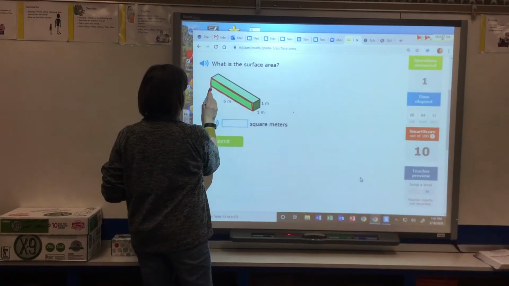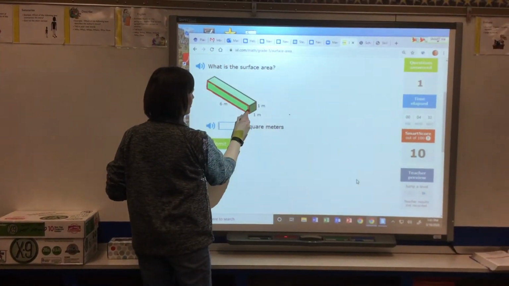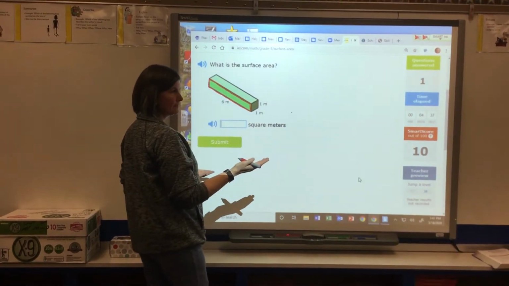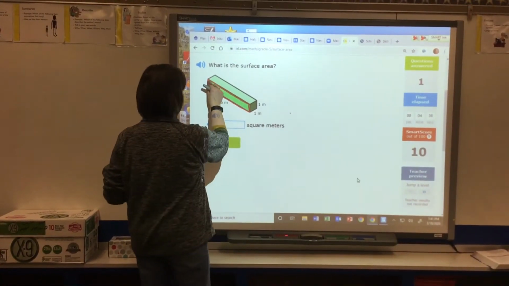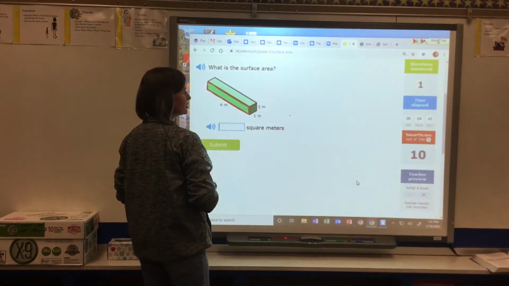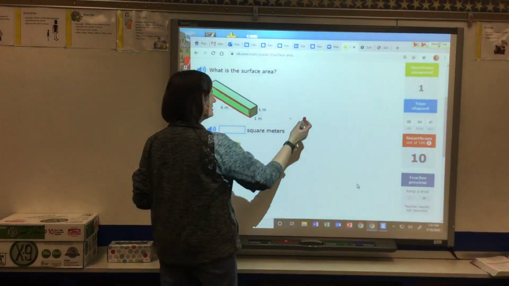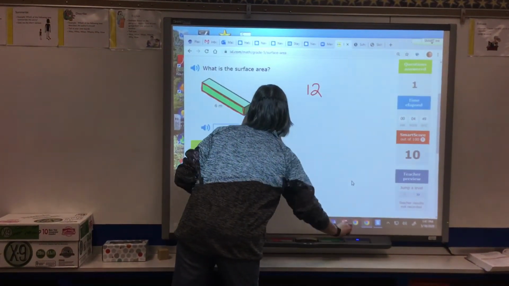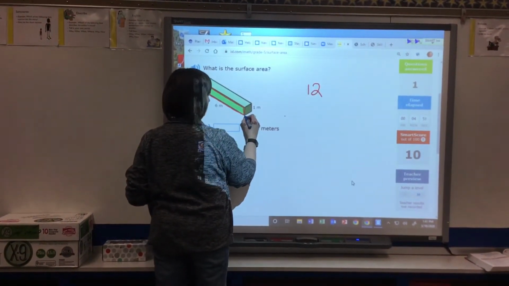And we know the length of this is 6 meters and the width of it is 1 meter. What is 6 times 1? 6. 6 times 1 is 6. And if this side of it is 6, then the opposite side of it is also 6. So we can just add that together. 6 plus 6 is 12. 12. Excellent.